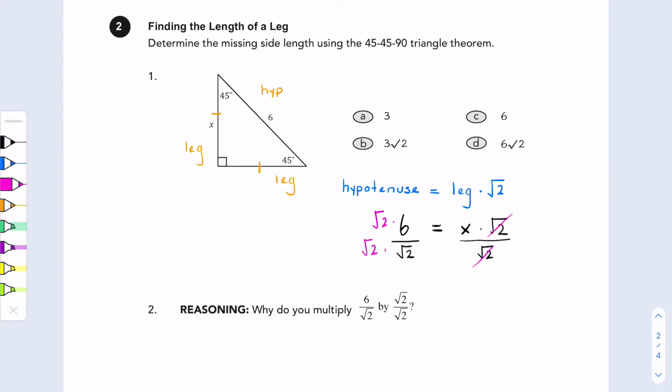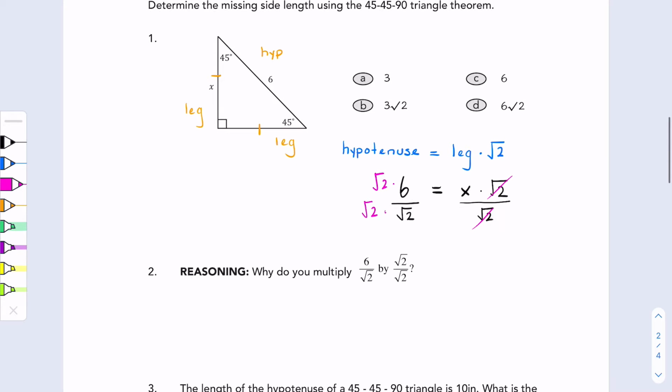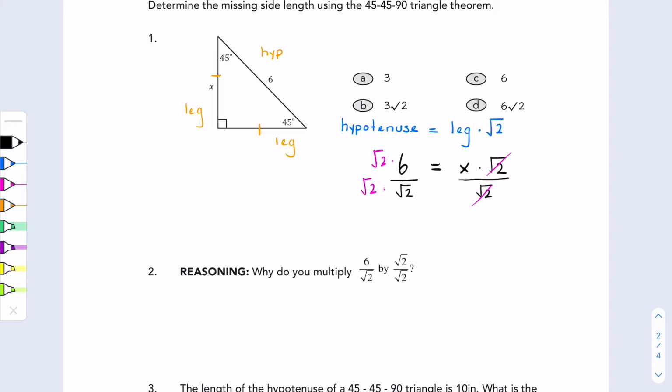When we multiply by the square root of 2, the new numerator is going to be 6 times the square root of 2 divided by 2, because 2 times 2 underneath the radical sign would be the square root of 4. The square root of 4 is 2, and that's equal to x.